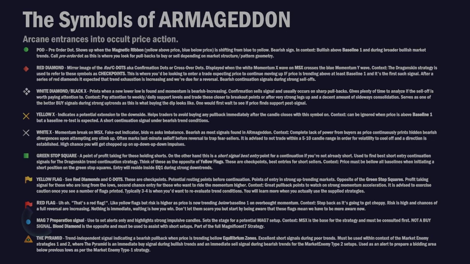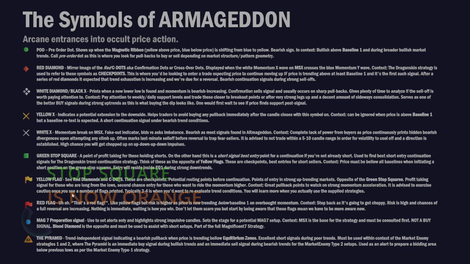So the white X, momentum break on MSX, a fake out indicator, bids versus asks imbalance. Bearish, as most signals found at Armageddon. Context, a complete lack of power from buyers as price continually prints hidden bearish divergences upon attempting any climb up. Often marks last-minute sell-off before reversal to trap fear sellers. It is advised not to trade within a 5-10 candle range in order for volatility to cool off and a direction to be established. High chance you'll get chopped up on up-down impulses.